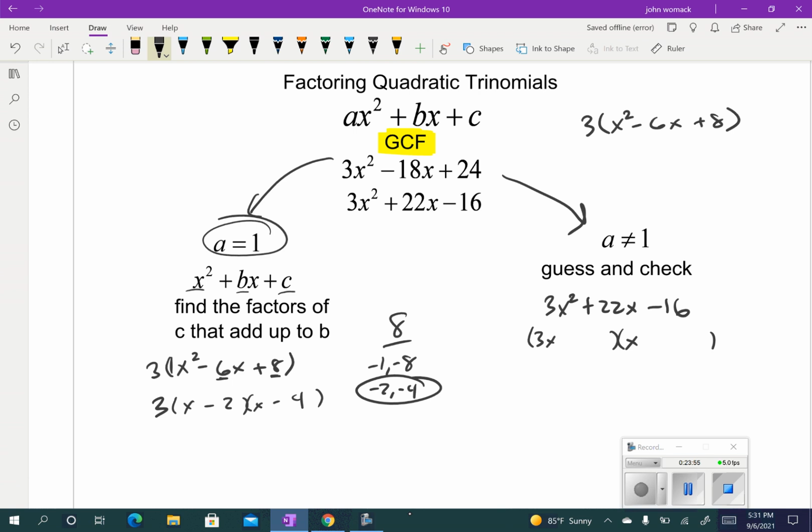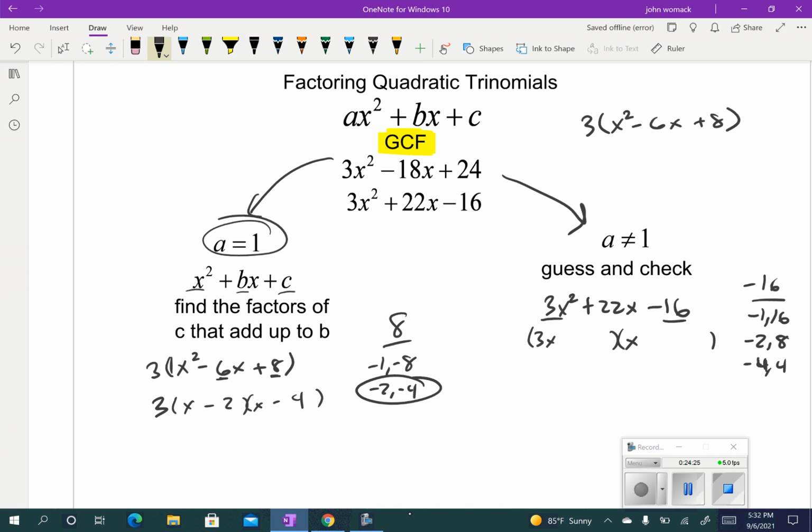3x and x, to get 3x squared. What can we do to get negative 16? Got to have opposite signs. Negative 1 and 16, negative 2 and 8, 3 doesn't go into it. Negative 4 and 4. All right, let's see if we can nail this down. If I put the 16 here, you have 3 times 16, that's like 48. And even putting the minus 1 there, I don't think I'm going to get that 22. We could maybe switch them around, but that one looks unlikely to work to me.